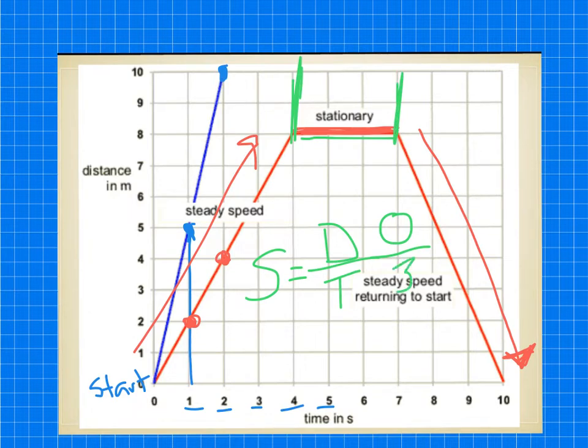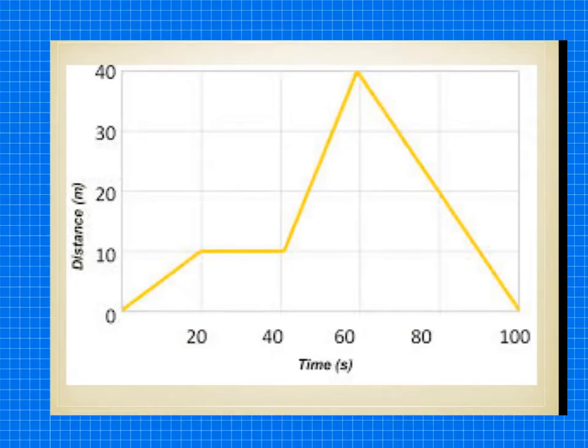As you're looking at these graphs, what I need you to understand is as the graph is going up, they're moving away. And as the graph is coming down, they're coming closer. And if it's just a straight line, they're not moving at all. All right, here's another distance and time graph. Once again, as it's moving farther away, it means they're leaving. And as it returns, it comes back.